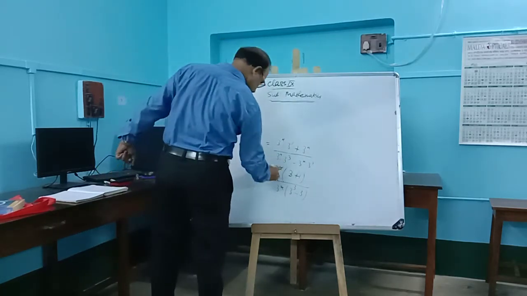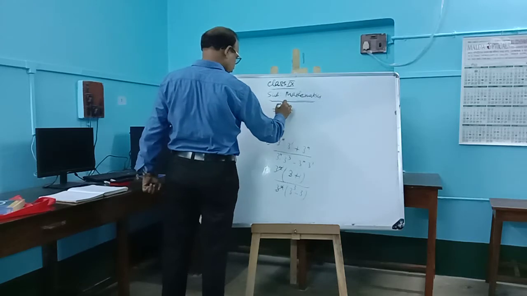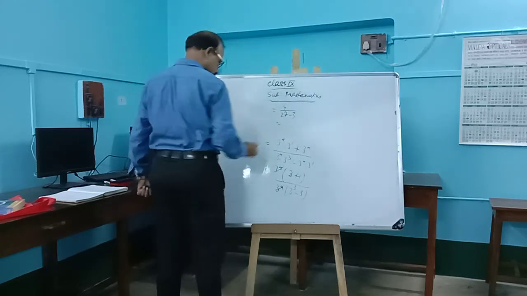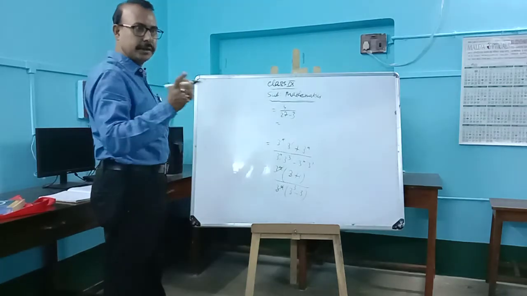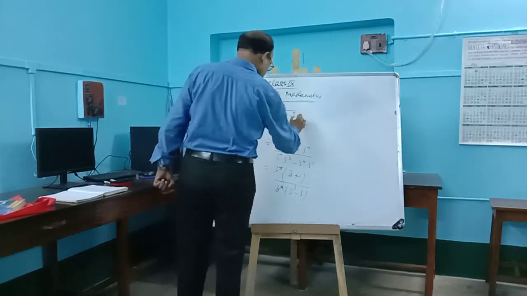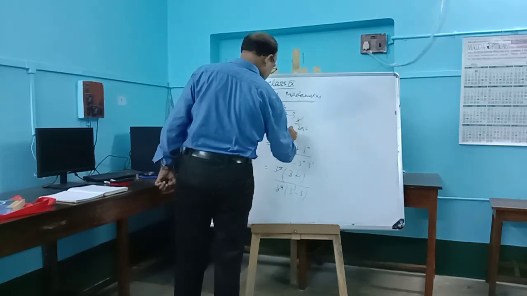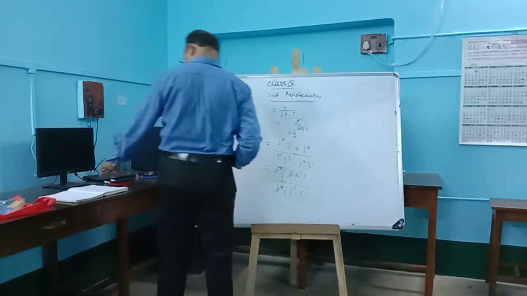3 to the x cancels. 3 plus 1, 4, by 27 minus 3. 3 cube is 27, 3 into 3 into 3. 4 by 24, cancel, 1 by 6.